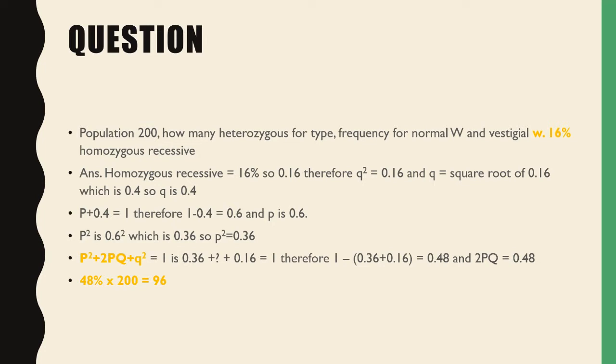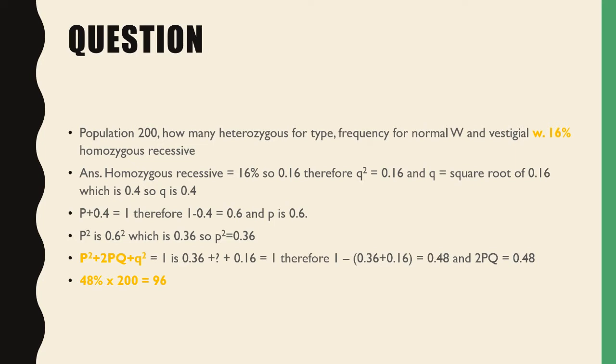To find q, we just square root that. The square root of 0.16 is 0.4. Therefore q is 0.4. When we use our first equation, we know p + q = 1, and we know q is 0.4. So to get 1, we do 1 take away 0.4, and that's 0.6. Now we know that p is 0.6 and q is 0.4. To find out what p squared is, we square the 0.6, and that gives us 0.36. So now we know p squared is 0.36 and q squared is 0.16.